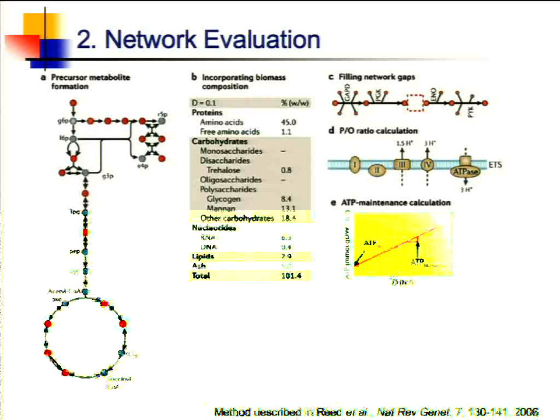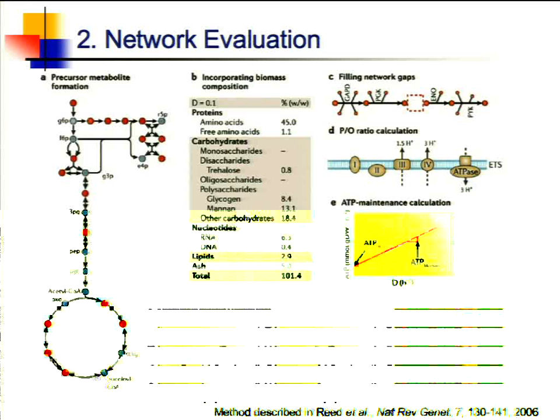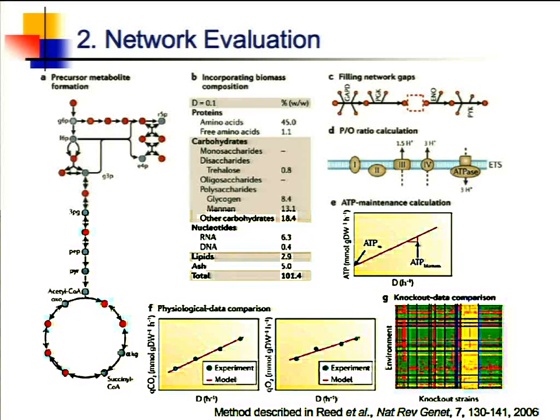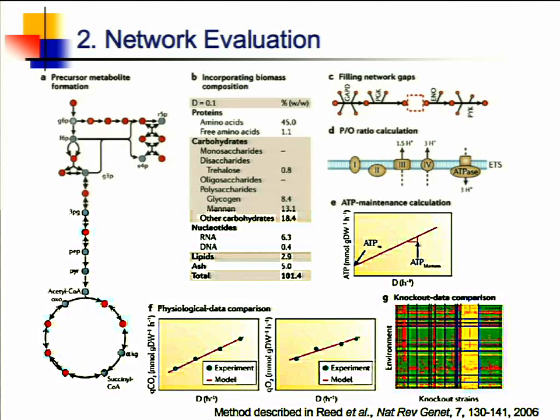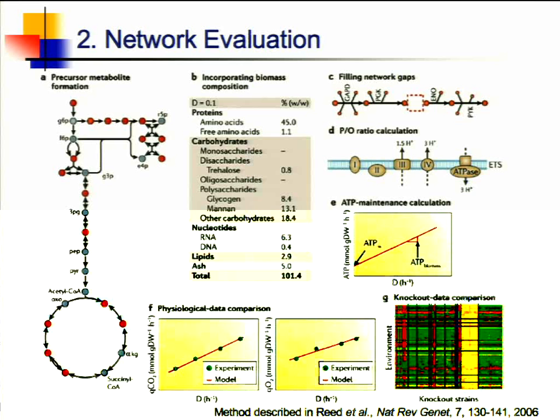Another thing we looked at is the ATP generation and energy production, so that the cell can produce enough energy to sustain itself. The last thing is physiological data comparison, where we make simulations based on our mathematical model and then compare them with the published physiological data and see whether they correlate, at least qualitatively.